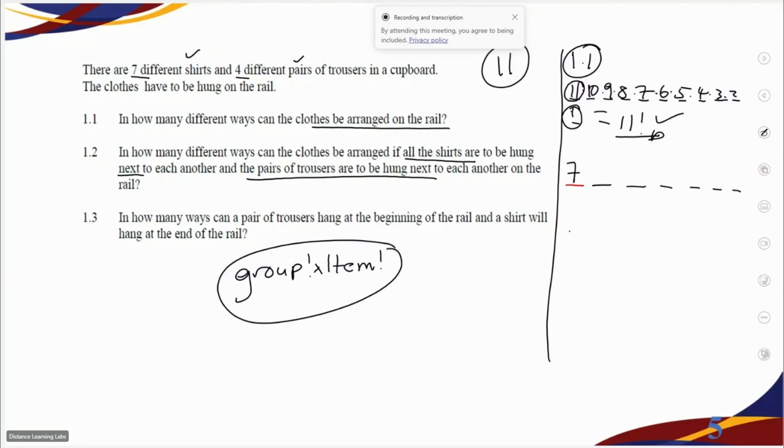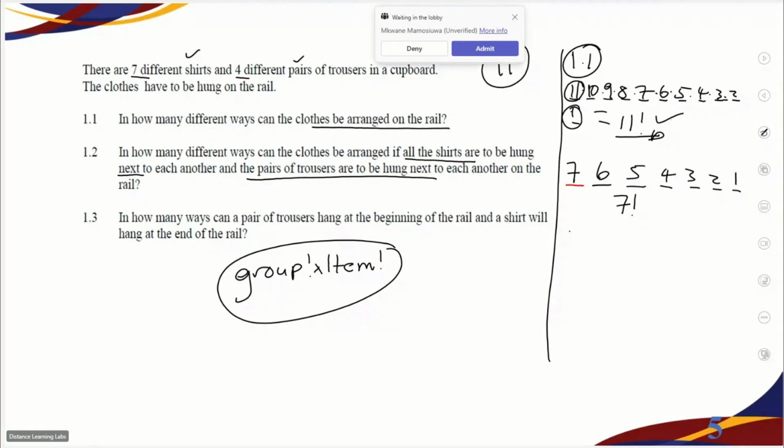One of the 7 shades occupies that position. We are left with 6 shades, and then it will be descending like that: 7, 6, 5, 4, 3, 2, 1. Meaning for the shades only, we have a group of 7 factorial. But this is not the only group that we have.